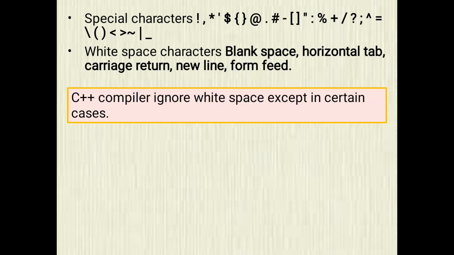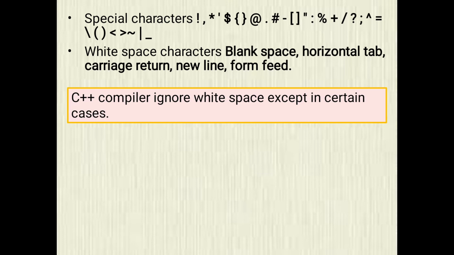Now along with that, special characters or special symbols are used, such as the exclamation, asterisk, hashtag, dollar symbol, the brackets, curly brackets, parentheses. All of these things you will use in C++ programs. And then white space characters such as blank space, new line, carriage returns. Okay, all these things we'll discuss at the later videos.